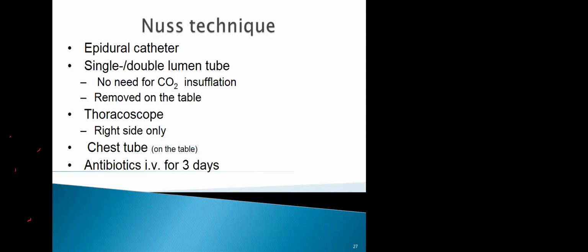You need a thoracoscope for this procedure. Usually we go from the right side. I usually like to use a 5mm 0 degree, but you can use a 30 degree. You don't need a double lumen tube.